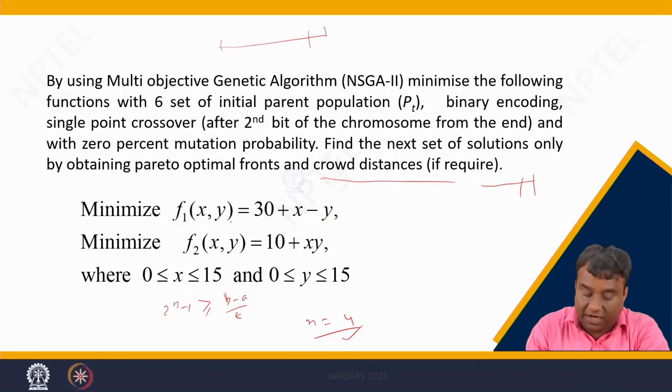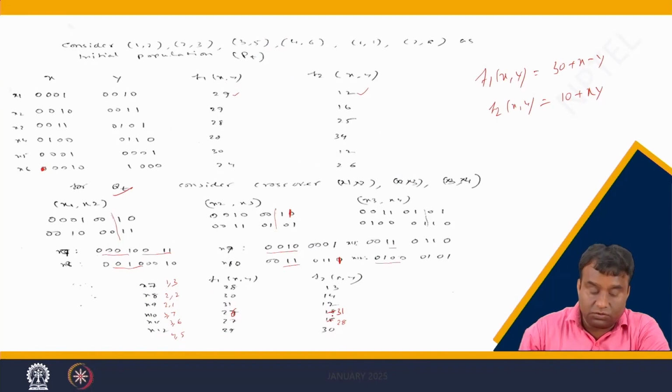So minimize f1(x,y) is 30 plus x minus y. Minimize f2(x,y) is 10 plus xy. Here also x is 0 to 15, y is 0 to 15. So we need 4 bits. So consider (1,2), (2,3), (3,5), (4,6), (1,1), (2,8) as the initial population, that is PT.